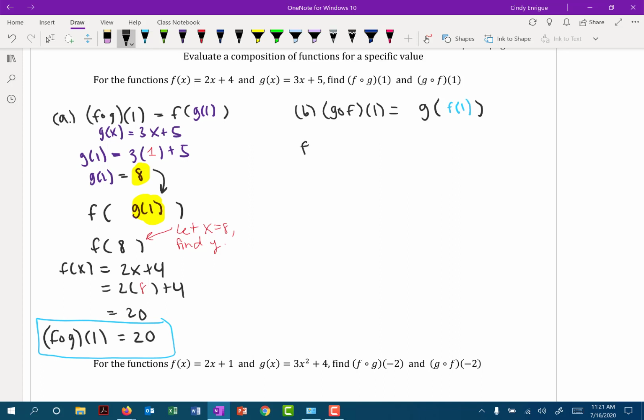So you know that you have your f of x function. That was your 2x plus 4. So now when you are going to plug in for the x, you're going to plug in that 1. So now you have 2 plus 4, which is going to be 6. So you just found that f of 1 is equal to, and we said 6.